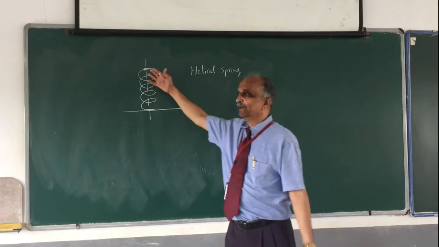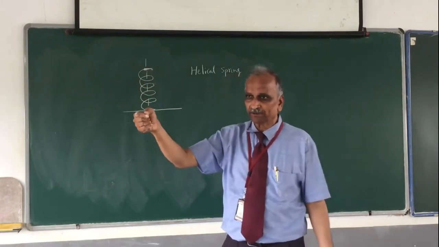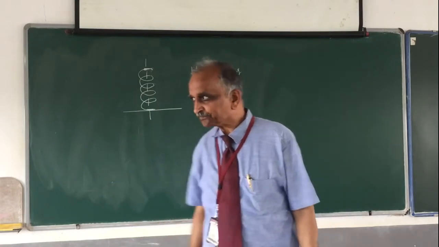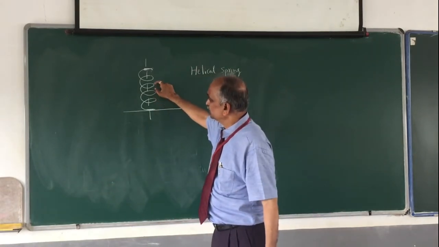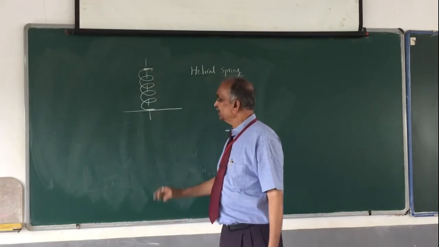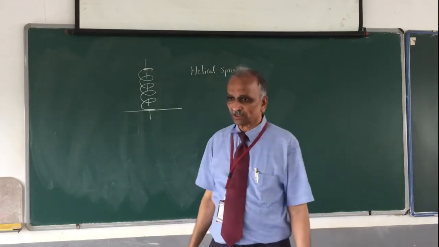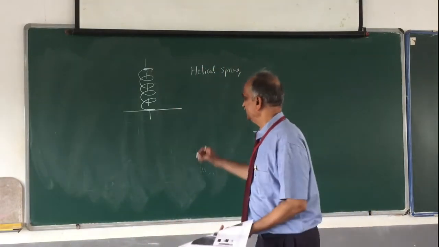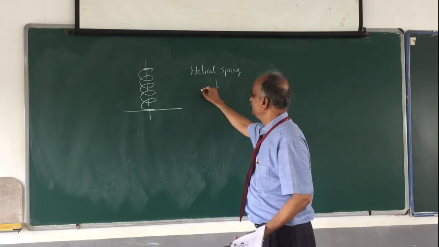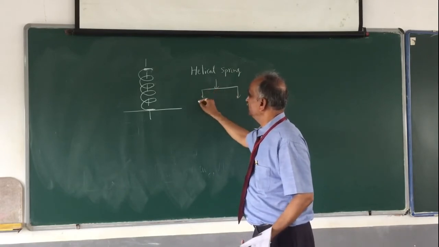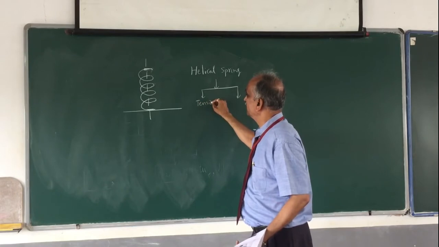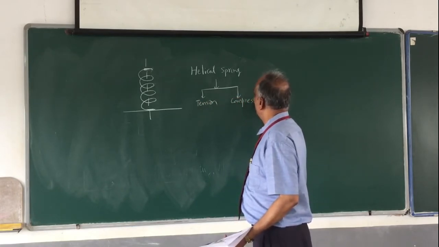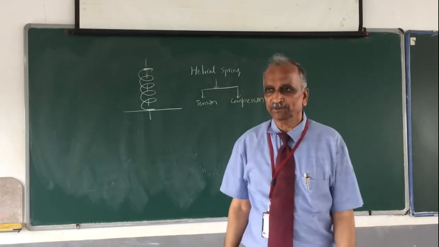Now coming back here, you have coils, you have a small wire. The wire is wound in the form of coils. You have a number of coils, and there is a distance between the two coils. Depending upon whether this distance is small or large, you classify these springs as either tension spring or compression spring. This also is based on the kind of load the spring is subjected to.